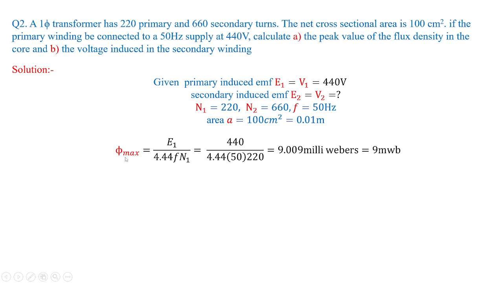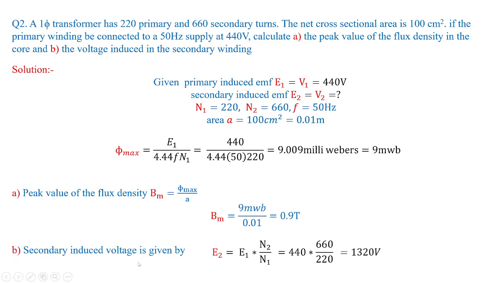And now the maximum flux is calculated, which is obtained to be 9.009 milliwebers, or you can take roughly 9 milliwebers. The peak value of the flux density is given by the maximum flux divided by its area, which is 0.01. So we get the maximum flux density as 0.9 Tesla. Similarly, the secondary induced voltage with the formula of turns ratio, E2, is obtained to be 1320 volts. So this is how the problems are framed based upon the EMF equations.